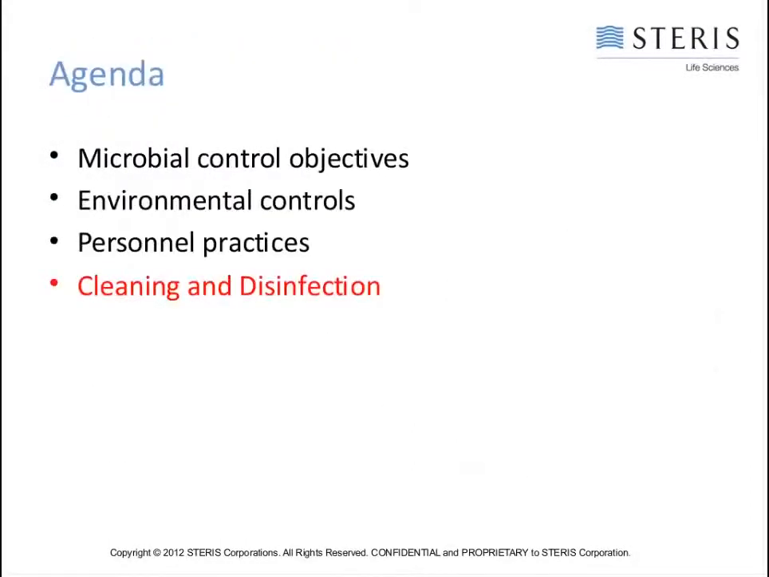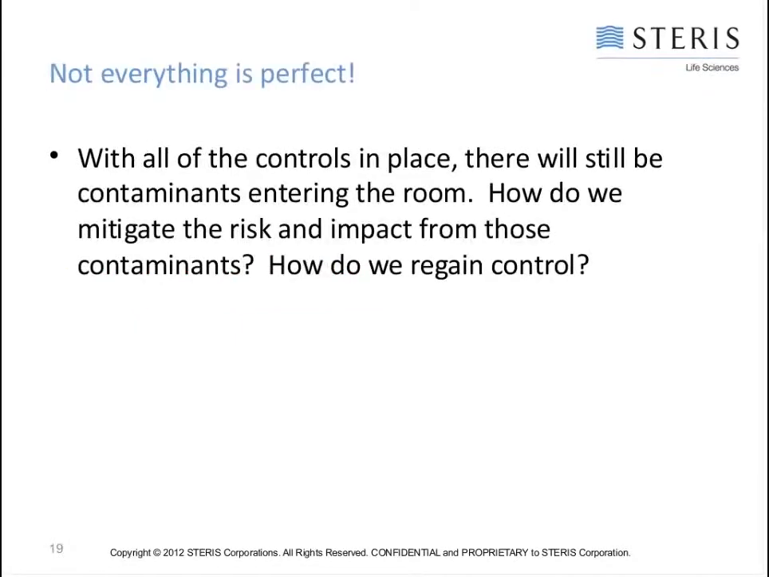So with all of that said, microbial control objectives, environmental controls, and personnel practices also play a huge part in the cleaning and disinfection program. So even with all those controls in place, there will still be contaminants entering the room. How do we mitigate risk and impacts from those contaminants? How do we regain control?